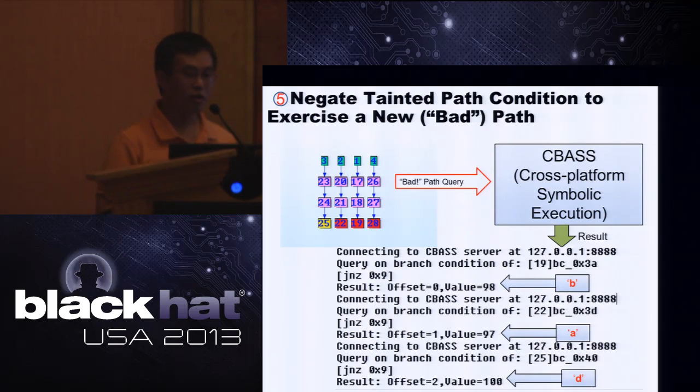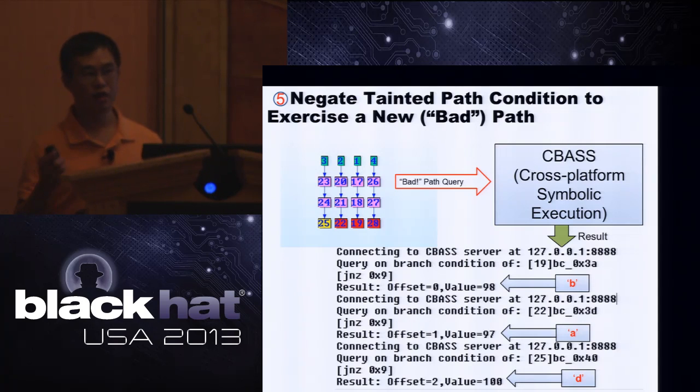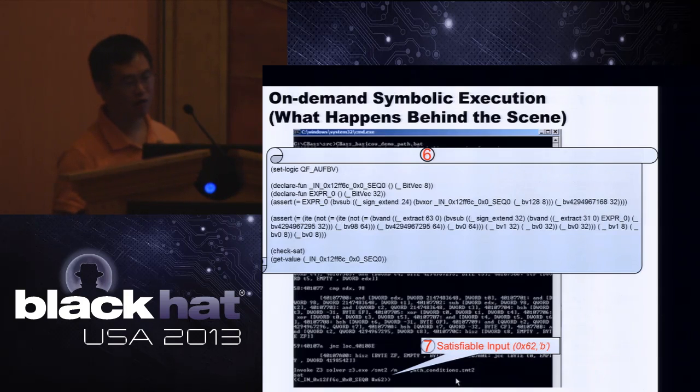Then TREE will generate a query and send it to CBASS. CBASS will generate the constraints, describing mathematically the branch conditions' output in terms of the input variables, using the process I just described, and get the results back to the TREE module. Here it shows the first 3 branch conditions with the communication between TREE and CBASS. So basically we already figured out the bad path, then the fourth will follow.